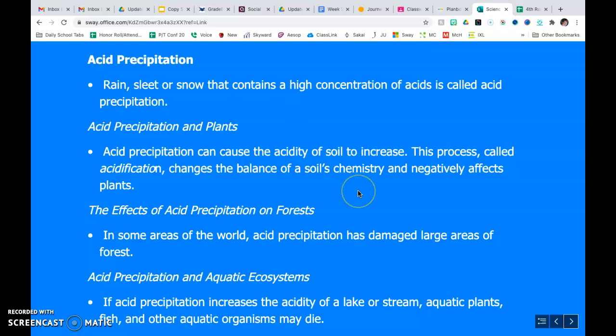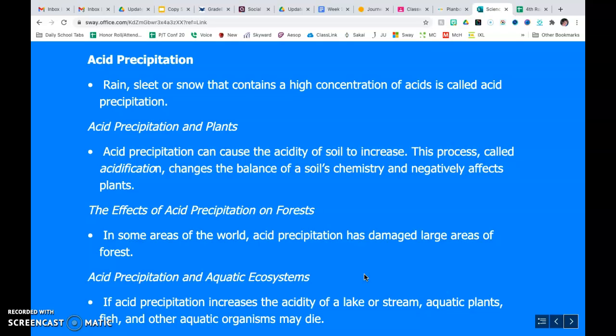So acid precipitation can cause the acidity of the soil to increase. This process is called acidification, and it changes the balance of a soil's chemistry, which negatively affects plants, which can be very bad. And the effects of acid precipitation in some parts of the world have damaged large areas of forest. So again, we have to be really careful with what pollutants we're putting out into the atmosphere.